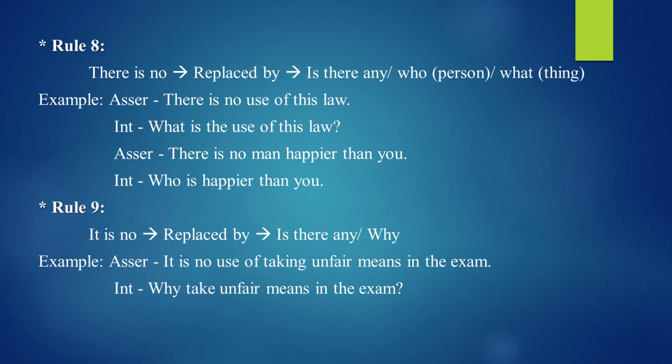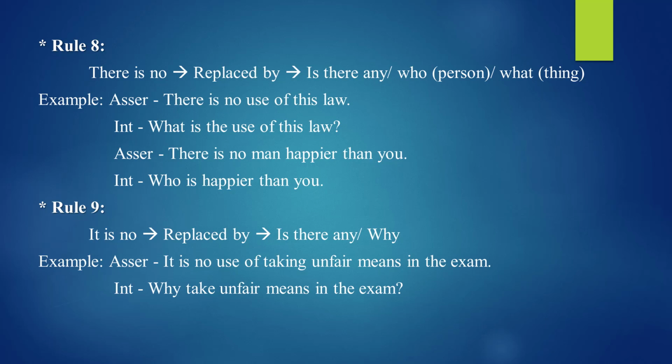Rule 8. There is no should be replaced by is there any or who in case of person or what in case of thing. Example, there is no use of this law. Interrogative, what is the use of this law? There is no man happier than you. Interrogative, who is happier than you?